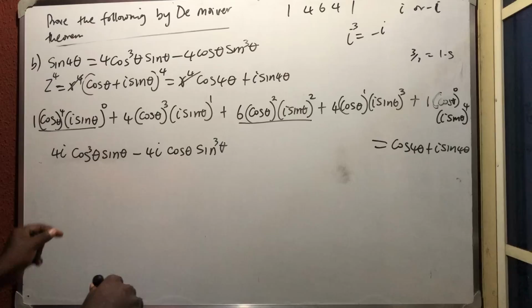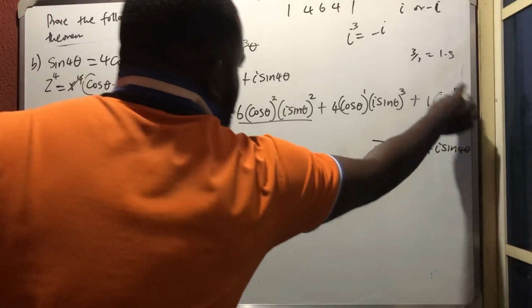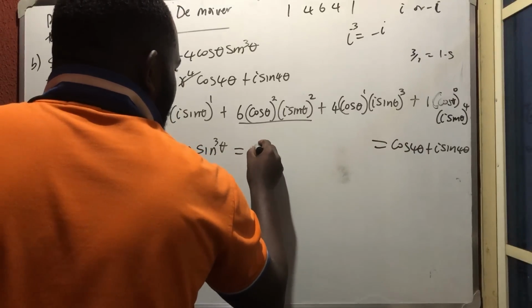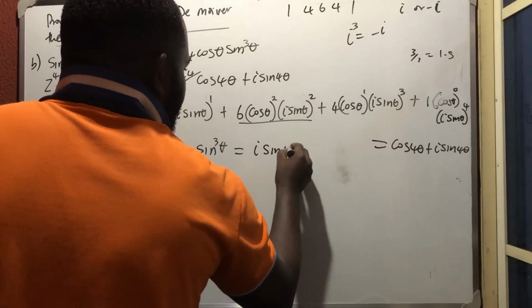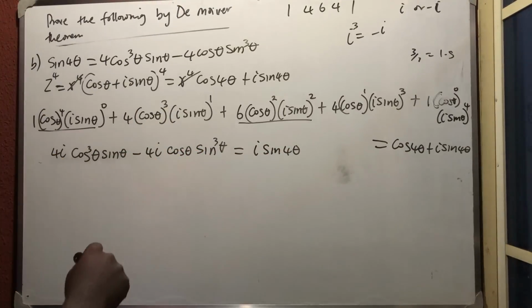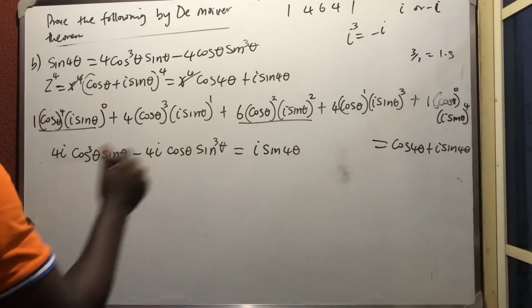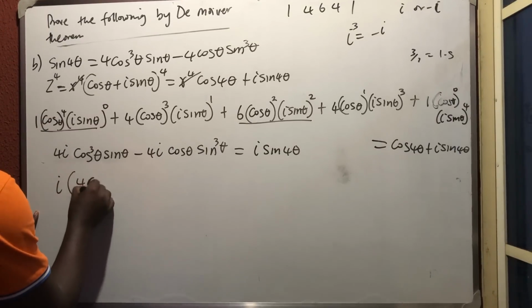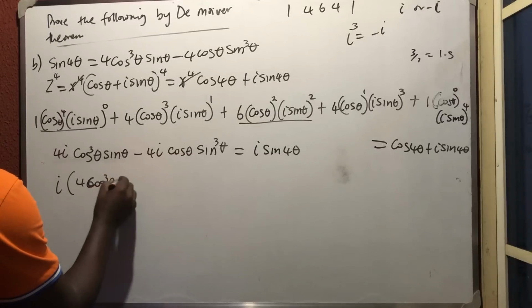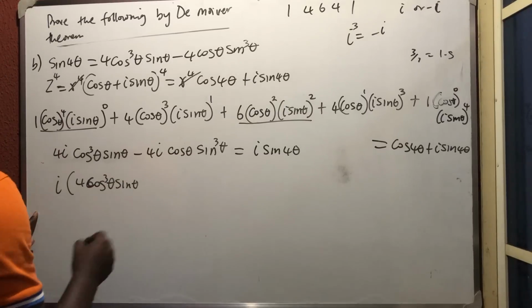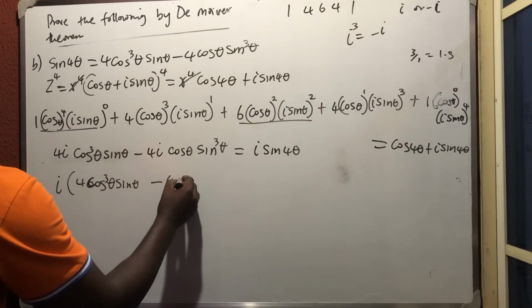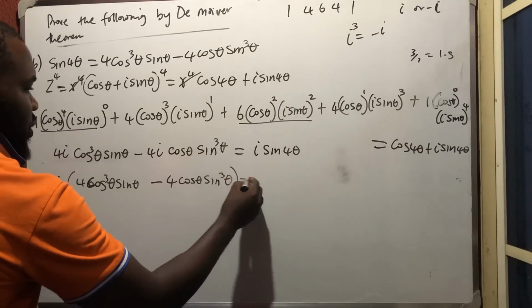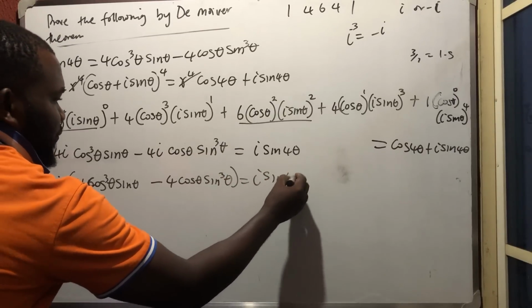Is it not? Is equal to, I'm not interested here because I will disappear here. Is equal to what? The imaginary part, which is I sine 4 theta. So if you look at this now, they have I in common. If you bring out the I they have in common, I'm going to have 4 cos 3 theta sine theta, okay, minus 4 cos theta sine 3 theta, is equal to I sine 4 theta.